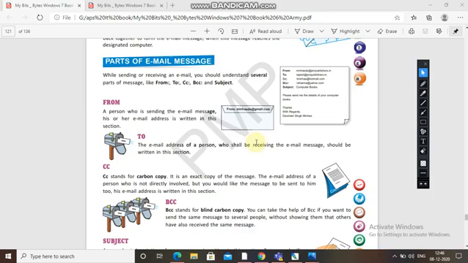Now BCC, blind carbon copy. You can take the help of BCC if you want to send the same message to several people without showing them that others have also received the same message. If you want to keep it safe so that others don't know you have sent the same message to another person, you will write their address in BCC, blind carbon copy.